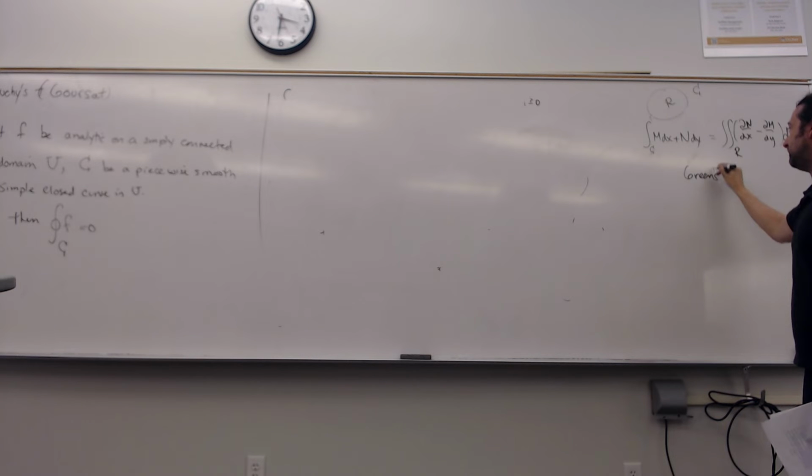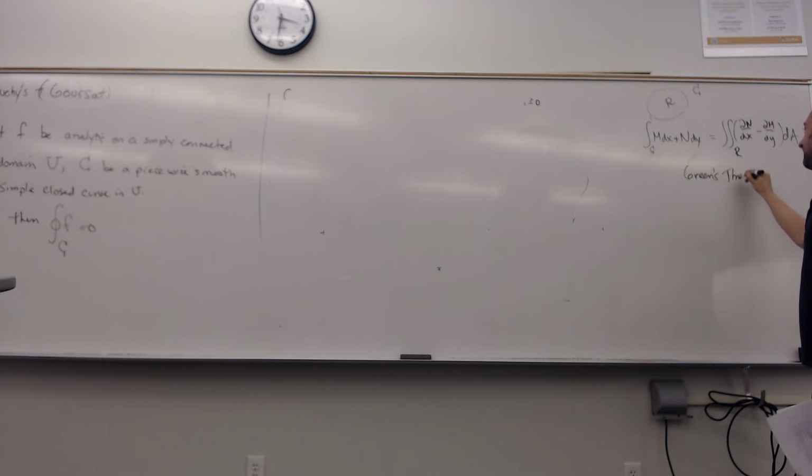What sort of assumptions do you need to make about m and n? See, now I'm gonna push. What do I need to know? C1. Ah, that's always a good guess, right? M and n are C1. So if m and n are class C1, you can use Green's theorem.